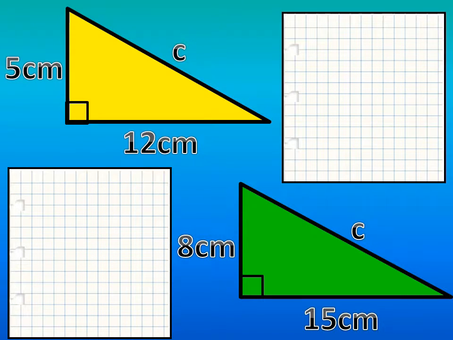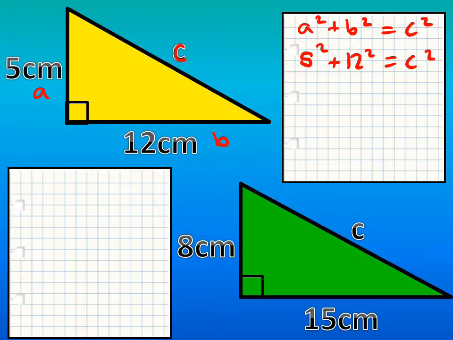So let's have a go at a couple of examples then. First step is to label our triangle. So we've got A, B and C is given to us already. Now our formula we need to recall is A squared plus B squared equals C squared. Where this time A is 5, so we've got 5 squared plus B is 12 equals C squared. 5 squared is 25 plus 12 squared is 144 equals C squared. 25 plus 144 is 169, which is equal to C squared.